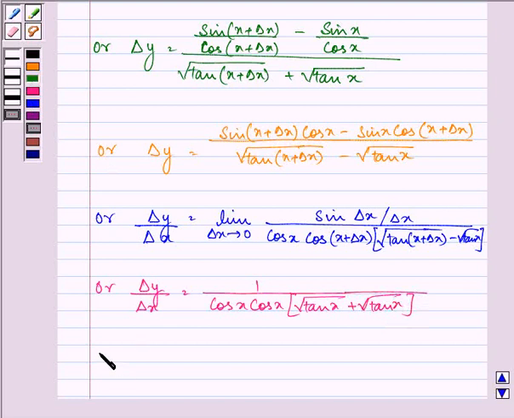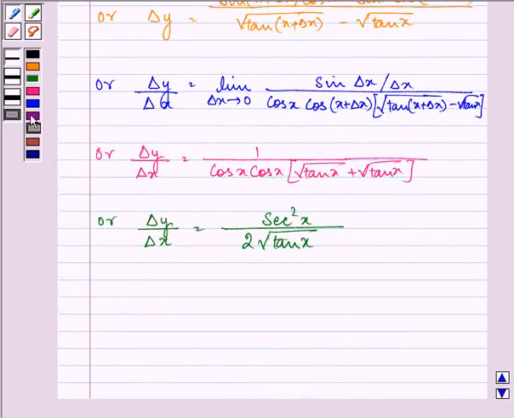This is 1 upon cos square x, which can be written as secant square x upon 2 under root tan x. Right, so this is the required answer to this question.